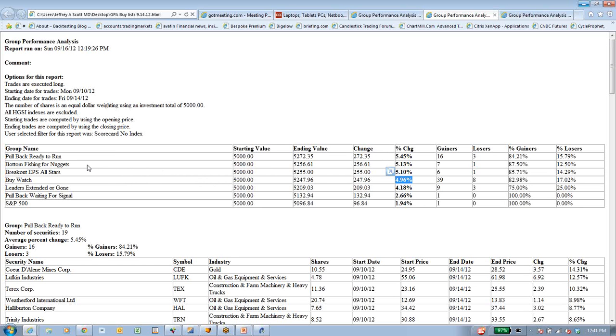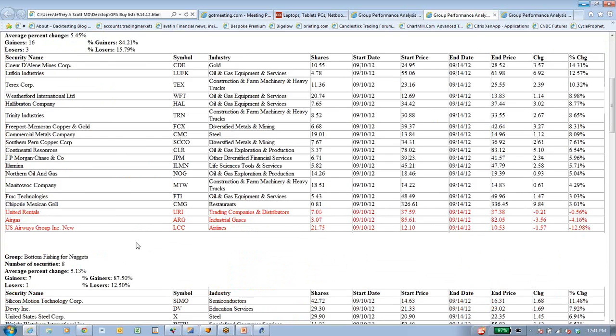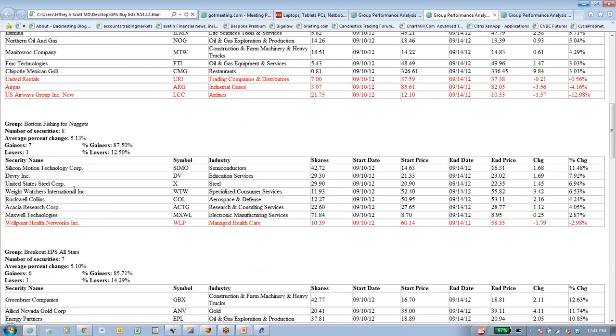Interestingly, and I think reflecting what we saw on Thursday and Friday, bottom fishing for nuggets also had a great week. Now, what kind of stocks were in bottom fishing for nuggets? I call these dogs because these are all stocks, here's educational services, here's a steel company, that were pretty beat up over the past several weeks. And much of what this tells me is that much of what we saw was junk off the bottom, responding to the changes from the Fed.